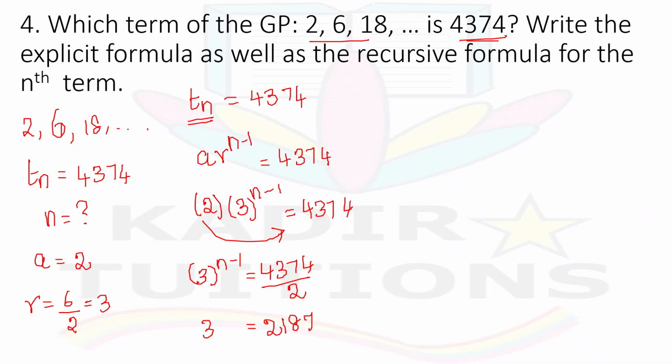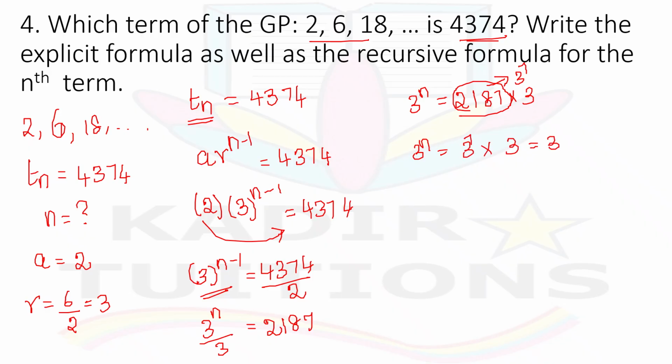So on the LHS, I can write this 3 to the power n minus 1 as 3 to the power n divided by 3. And in the next step, we can move this denominator 3 to the other side. 2187 into 3. If you do the prime factorization of 2187, it is equivalent to 3 power 7. So instead of 2187, I'm writing 3 power 7 into 3, which is 3 to the power 8. So what we are getting, 3 to the power n is equal to 3 to the power 8. So 3 and 3 you can cancel and we can equate n equal to 8. So this is the answer for the first part.